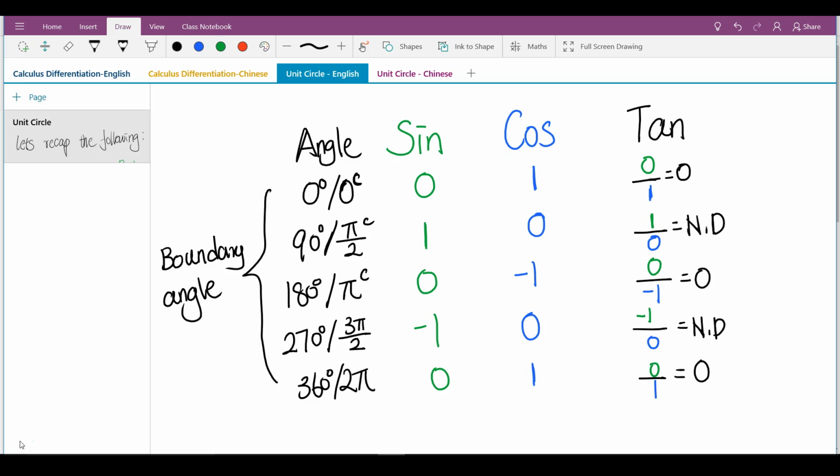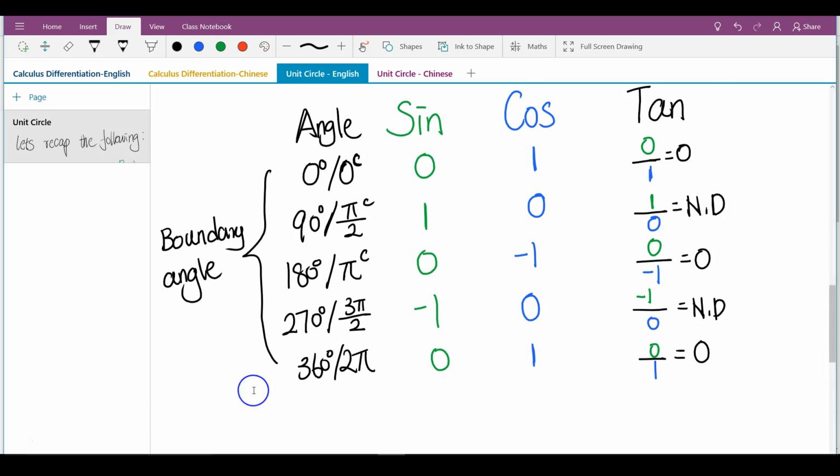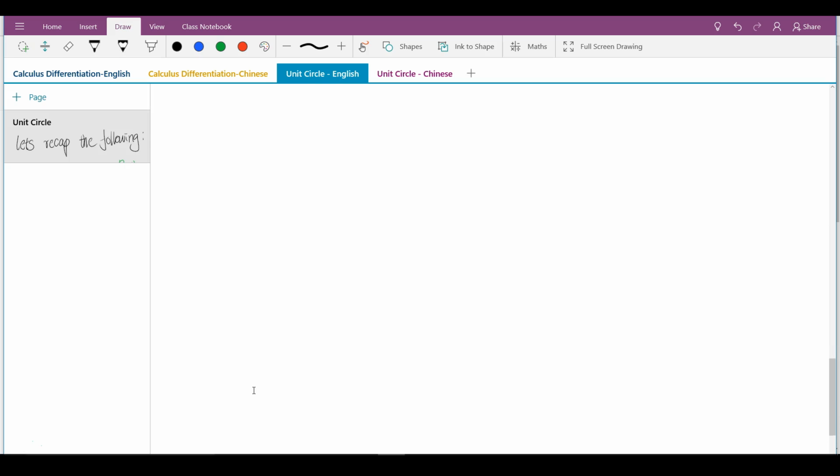More exact values for more angles. But to do that, we need to draw two very special triangles first. Let's come down to here. So let's draw our first triangle, which will be an isosceles triangle, with sides 1 and 1.